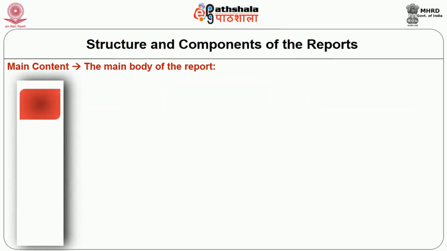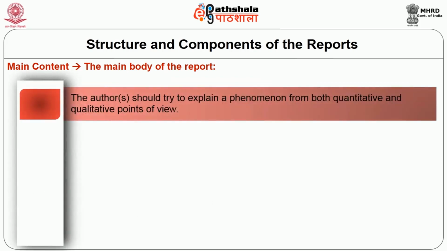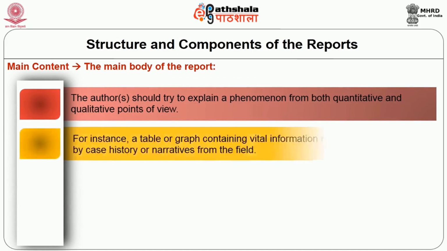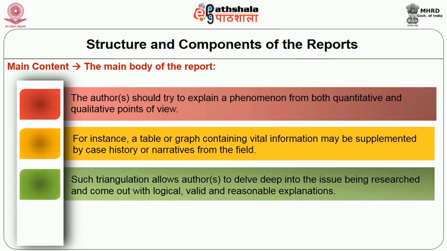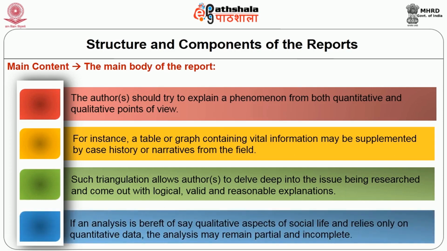While doing so, the authors should try to explain a phenomenon from both quantitative and qualitative points of view. For instance, a table or graph containing vital information may be supplemented by case history or narratives from the field. Such triangulation allows authors to delve deep into the issue being researched and come out with logical, valid and reasonable explanations. If an analysis is bereft of, say, qualitative aspects of social life and relies more on quantitative data, the analysis may remain partial and incomplete.